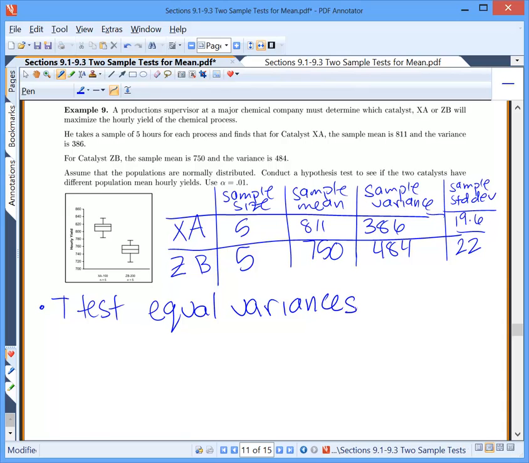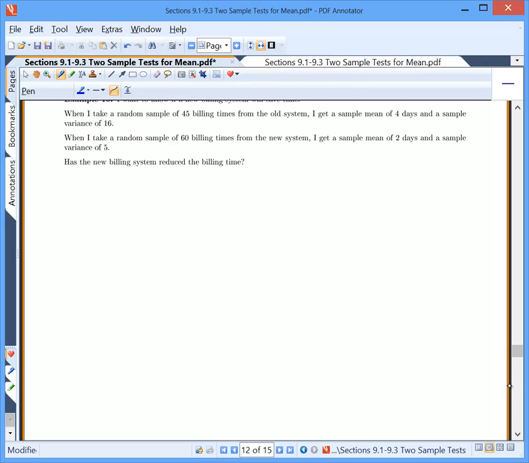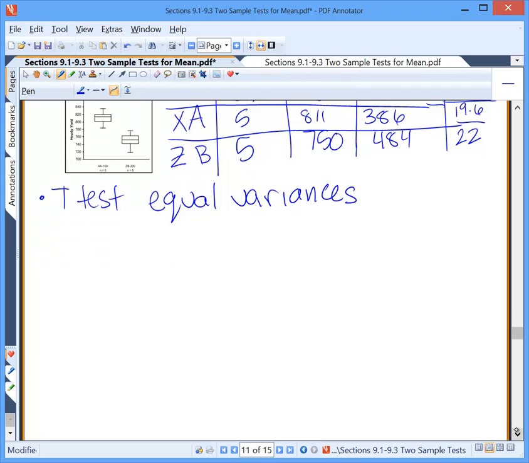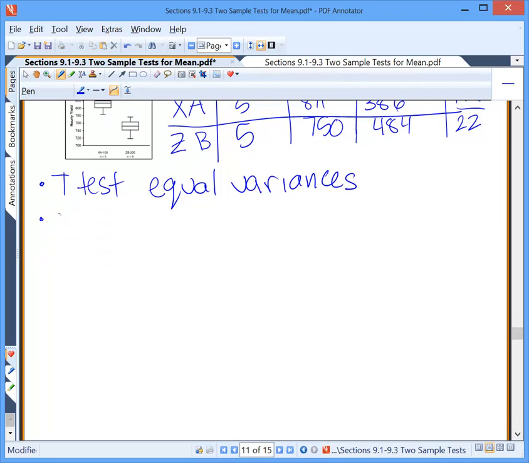Remember, you can always use unequal variances to be safe, but if your variances are equal, then you'll get just a little more power with the equal variances test. We have alpha equals 0.01, and they told us that both populations are normal. So my assumptions are met.